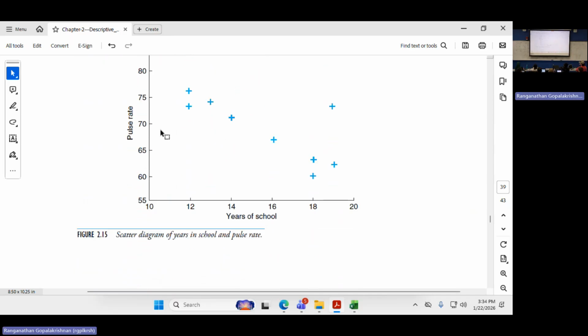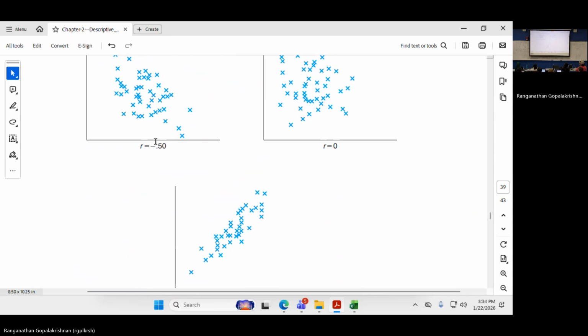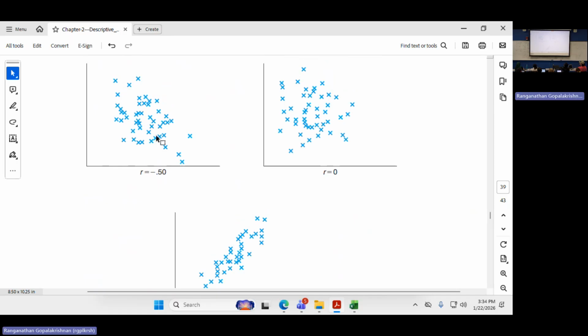Yes. So the negative sign basically means the slope. The closer you are to 1, the clearer the relationship. Closer to 0 means there is almost no relationship.